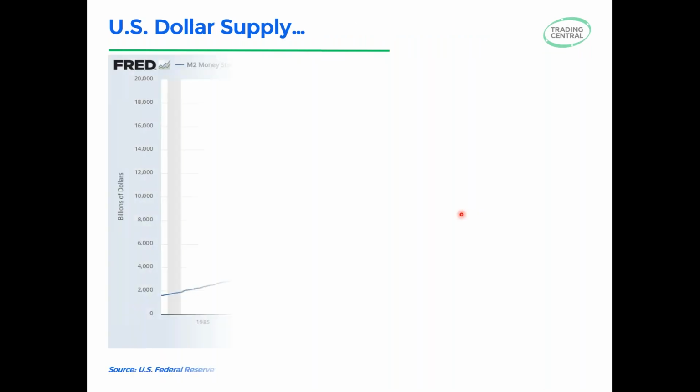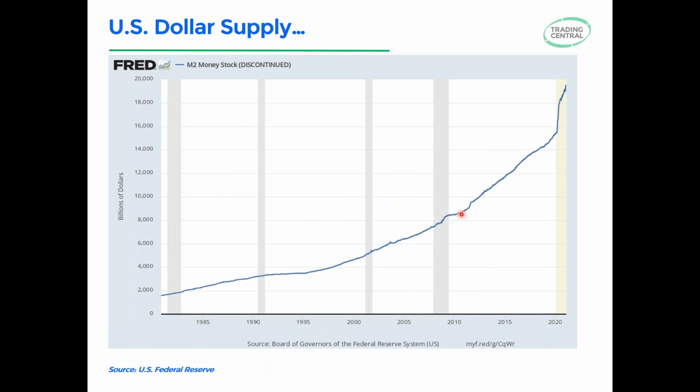Still remember this chart I showed you last 2 times. This is the M2 money stock, the money supply. Now it is discontinued. It means the U.S. central bank, the Federal Reserve, is no longer publishing this information to the public.